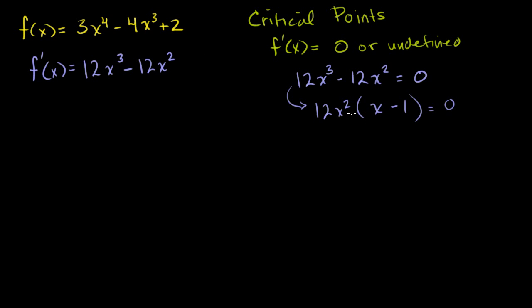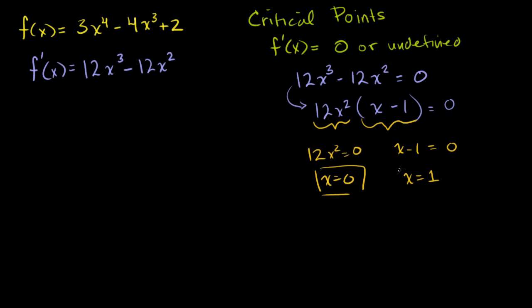So the reason why I did that is because to find all of the x's that make this equation equal to 0, I now have it in a form where I'm multiplying one thing by another thing. And in order for this to be 0, one or both of these things must be equal to 0. So 12x squared equal to 0 means that x is equal to 0 will make this quantity equal 0. And then the other thing that would make this 0 is if x minus 1 is equal to 0. So x minus 1 is equal to 0 when x is equal to 1. So these are our two critical points.